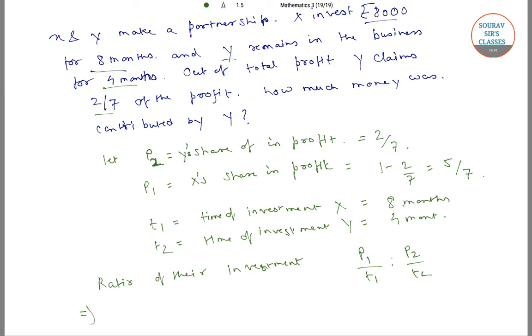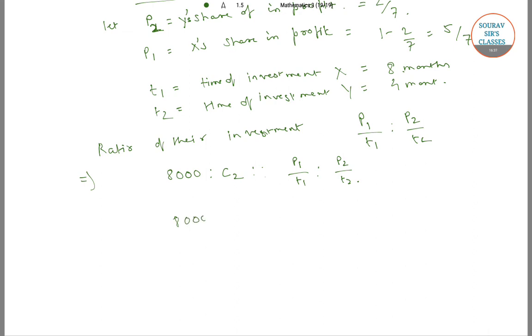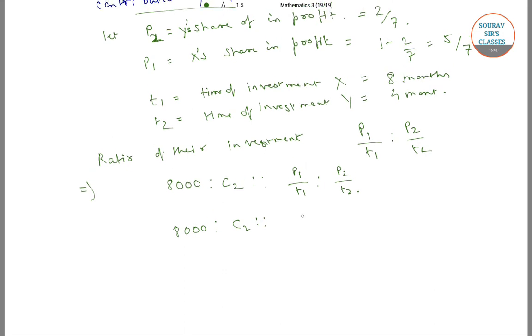This implies 8,000 is to C2, where C2 is the money contributed by Y, is proportional to P1 by T1 is to P2 by T2, or 8,000 is to C2 is directly proportional to 2 by 7 by 8 is to 5 by 7 by 4.